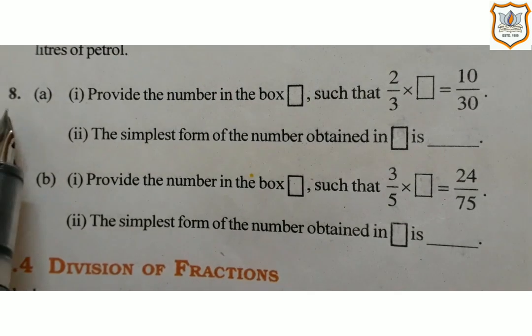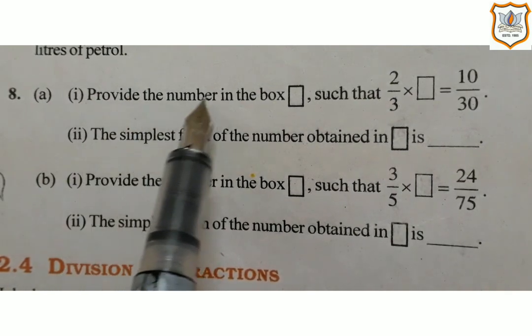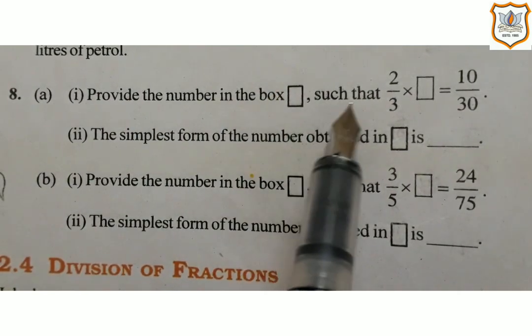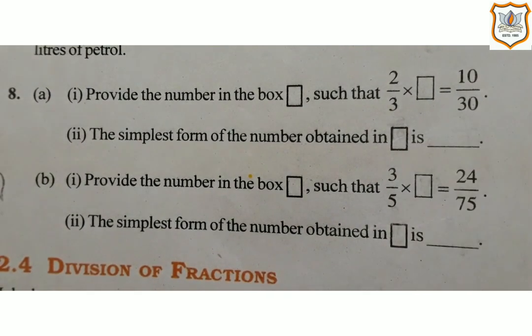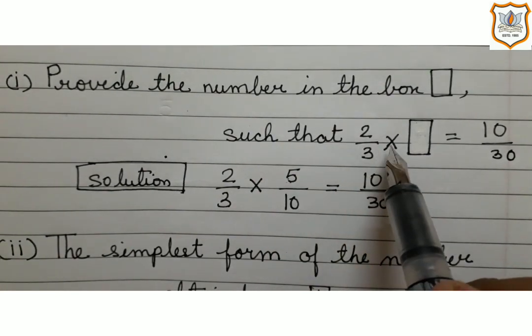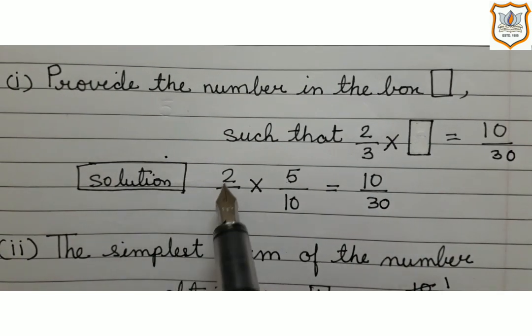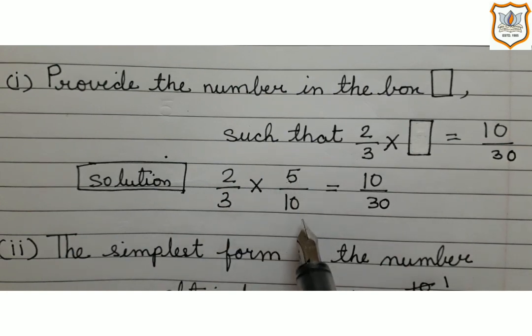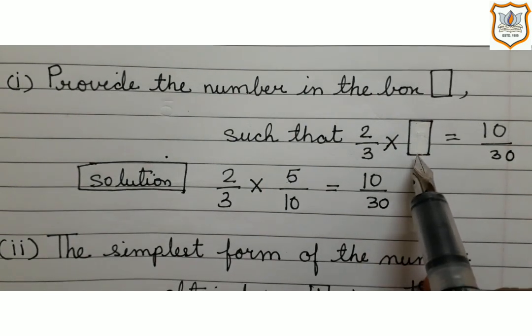Now question number 8 of exercise 2.3. A. First part. Provide the number in the box. This is the box such that 2 upon 3 multiplied by what is equal to 10 upon 30? First part of A of question number 8. Such that 2 upon 3 is multiplied by what, so that we will get 10 upon 30? Solution: 2 upon 3 is multiplied by 5 upon 10 and we will get 10 upon 30, because 2 into 5 is equal to 10 and 3 into 10 is equal to 30. So in this box 5 upon 10 will come.